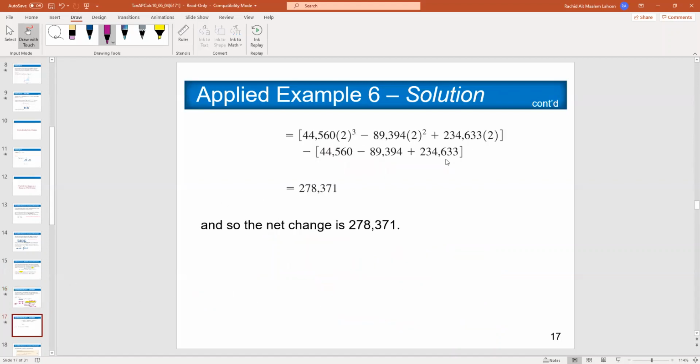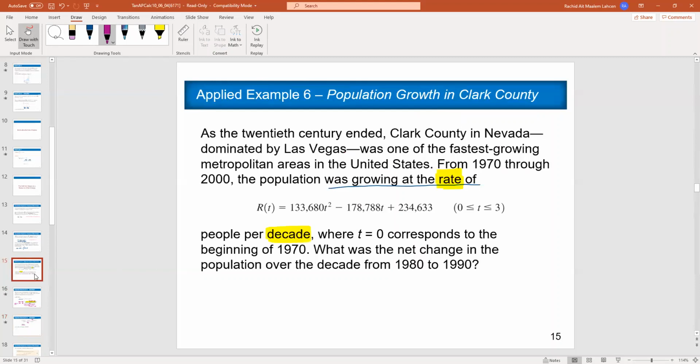Here they are, f of 2, which is here P of 2, and this is P of 1, right? And that gives us this. And so the net change is 278,371. So the net change between 1990 and 1980 is that number, right?